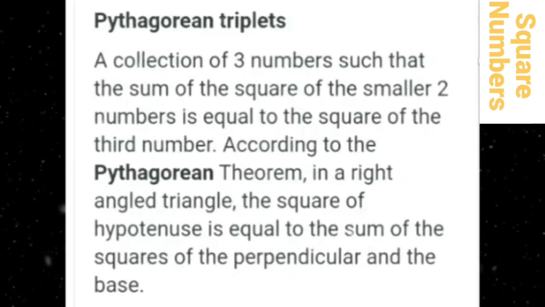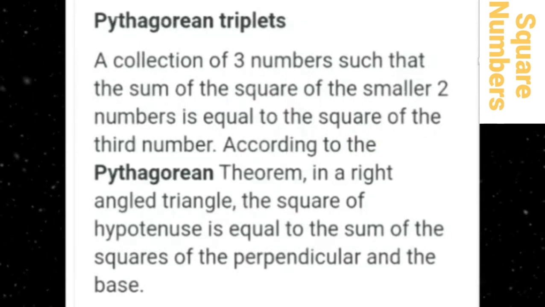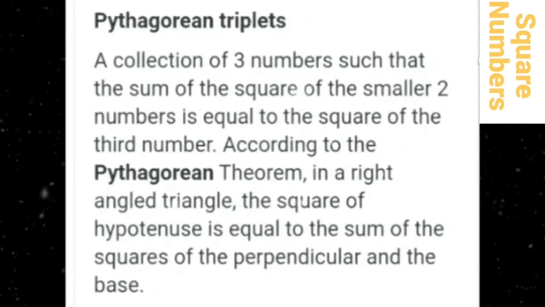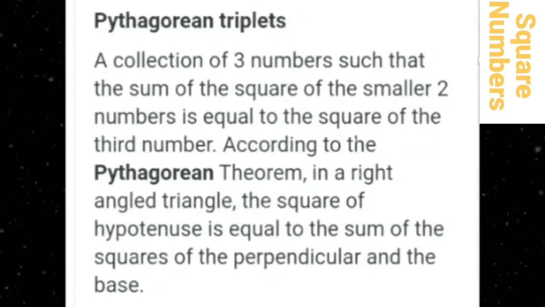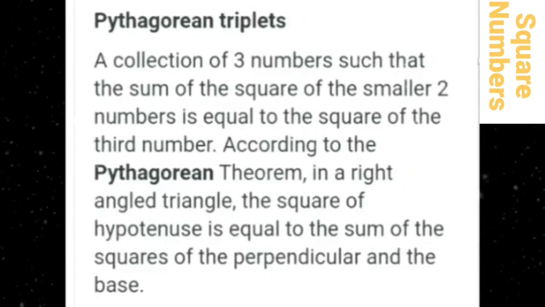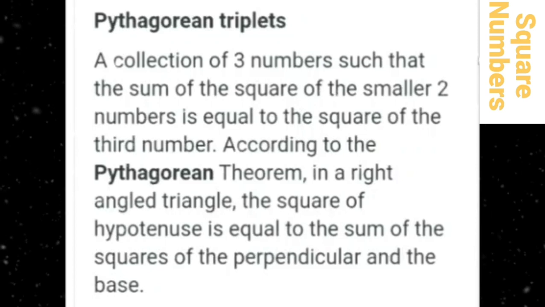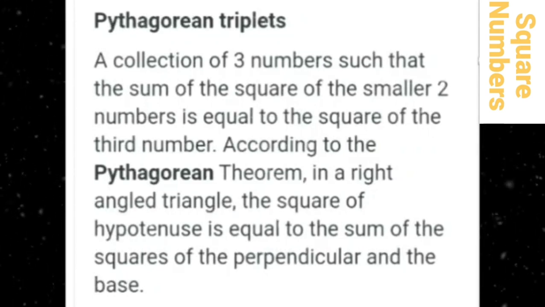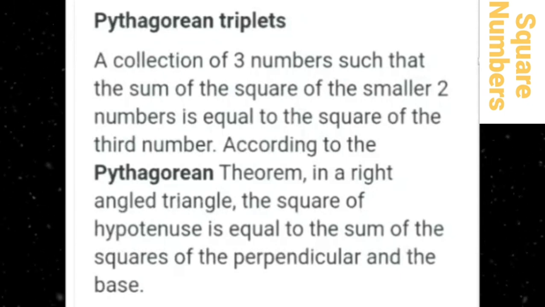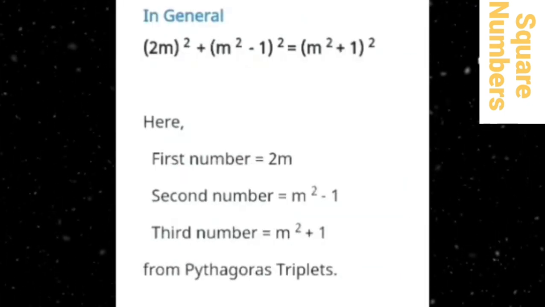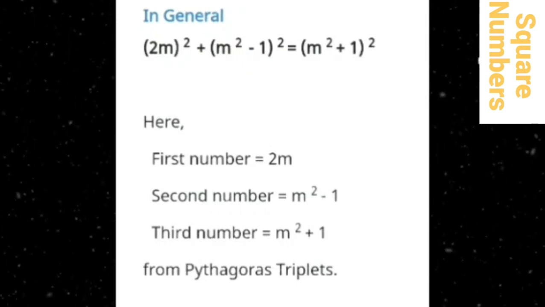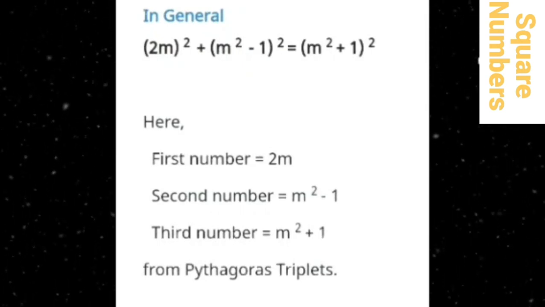As we have also learned, according to the Pythagorean theorem, in a right angle triangle, the square of the hypotenuse is equal to the sum of the squares of the perpendicular and the base. So basically it is a set of three numbers which follows the Pythagorean theorem, and it must satisfy the rule.